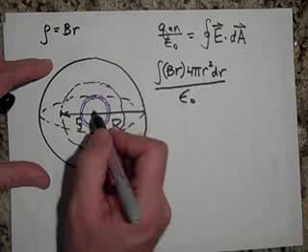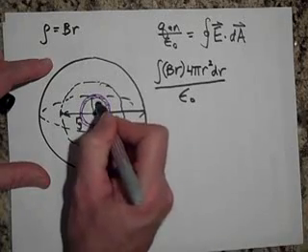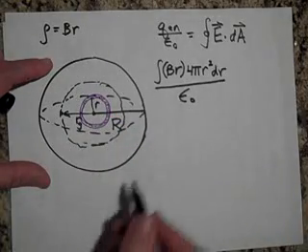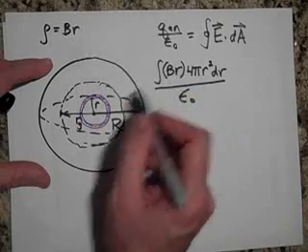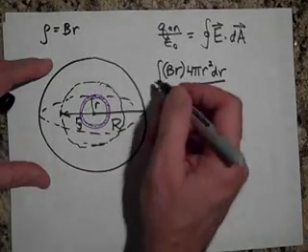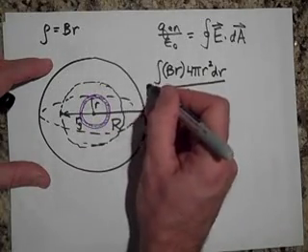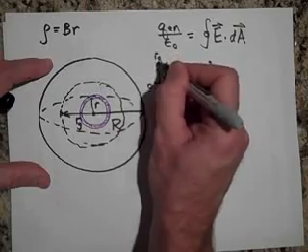This r goes all the way to here. That's r, and same with that r. This tells me the density there. And I'm going to tell the integral to start at 0 and go to R_G.